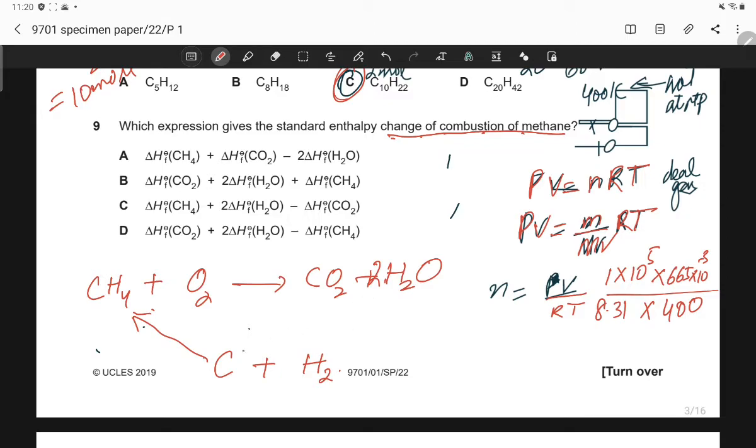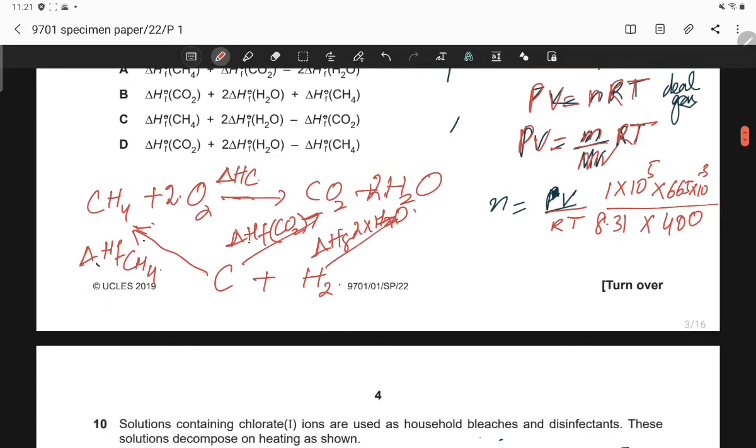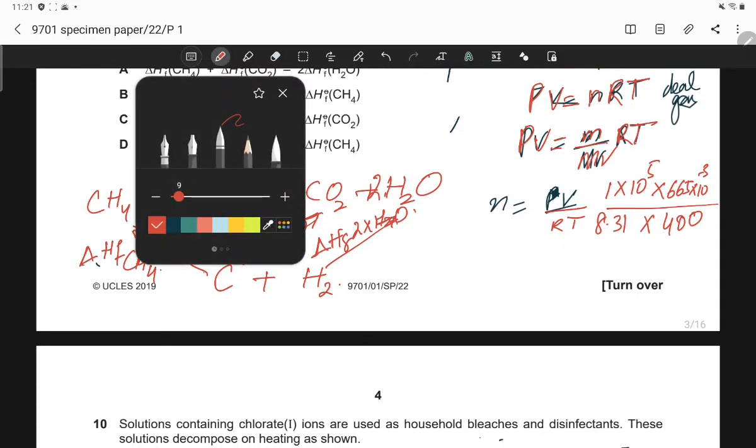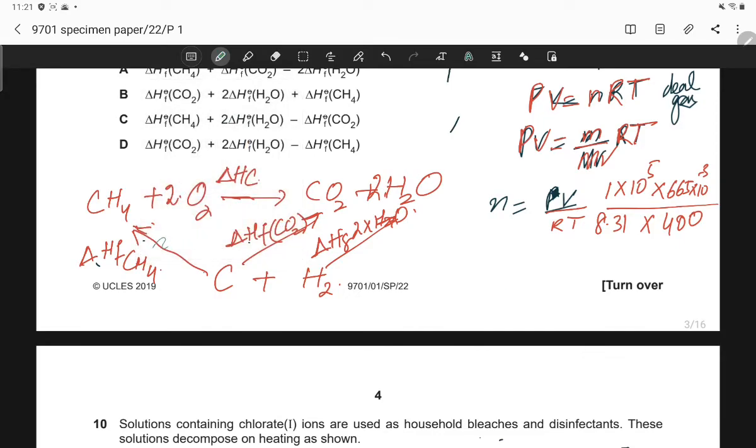Draw the Hess cycle. This is delta HF of CH4 and this is delta HC. This is delta HF of CO2, and this is delta HF of 2 moles of water. You know that when we apply Hess law, in other colors, draw the overall cycle.